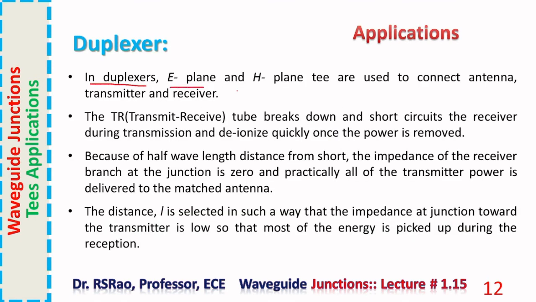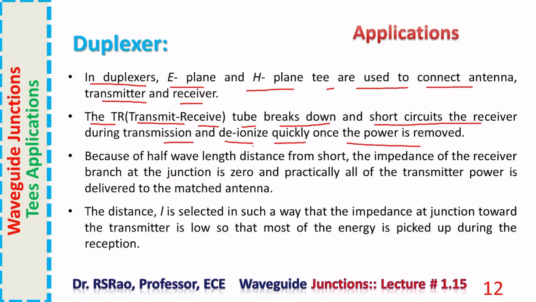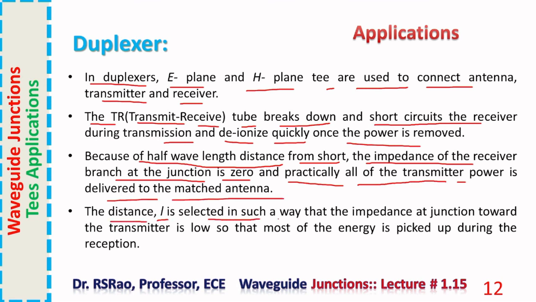In duplexers, E plane and H plane Ts are used to connect the antenna, transmitter and receiver. The TR stands for transmit receive. The tube breaks down and short circuits the receiver during transmission and deionizes quickly once the power is removed. Because of the half wavelength distance from the short, the impedance of the receiver branch at the junction is 0, and practically all of the transmitted power is delivered to the matched antenna. The distance L is selected in such a way that the impedance at the junction toward the transmitter is low, so that most of the energy is picked up during reception.